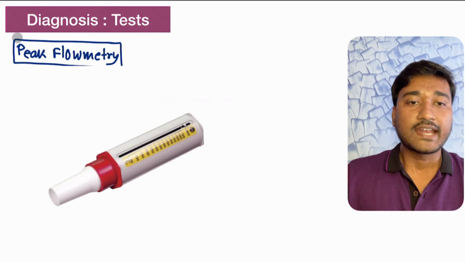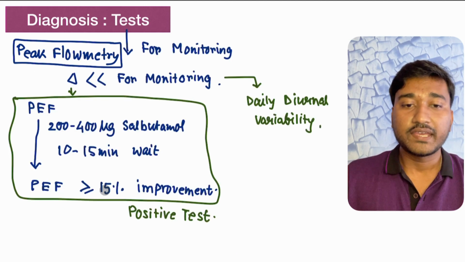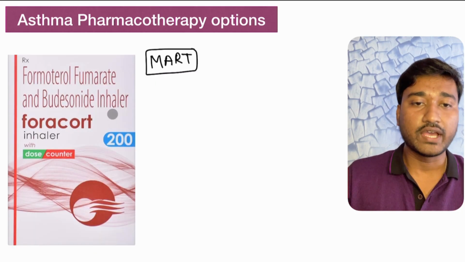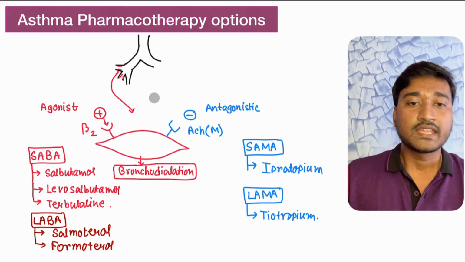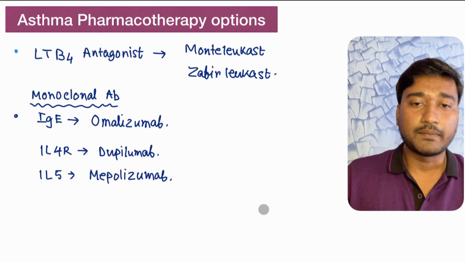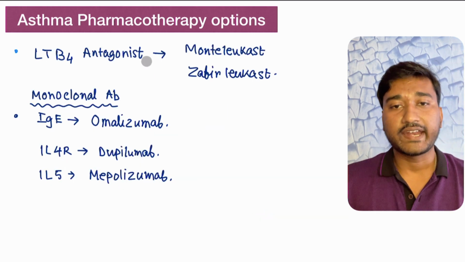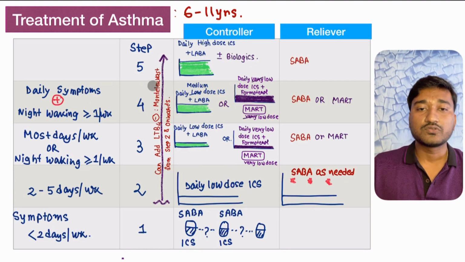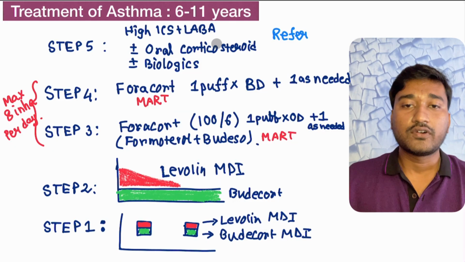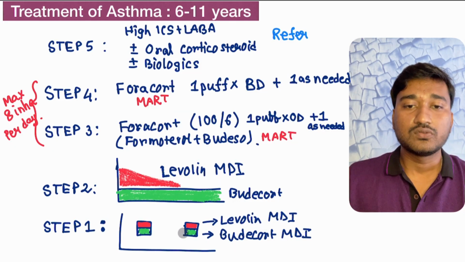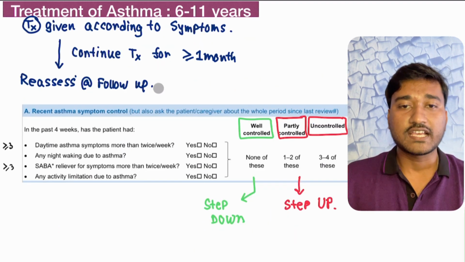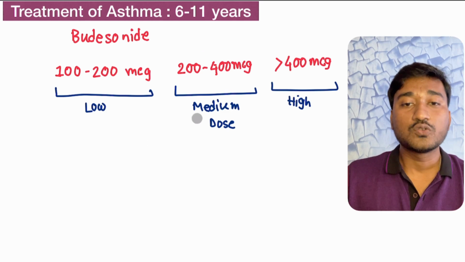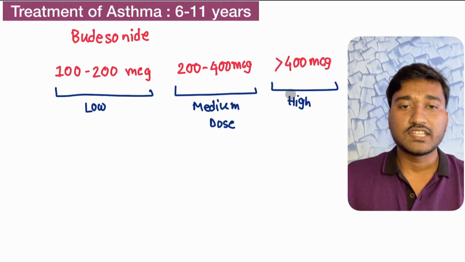This is diagnostic. And also you can use peak flowmetry, but remember in PEF the value is more than or equal to 15% improvement. And here are the therapy options we have, this is your Foracort, this is Levolin, and you know what SABA, LABA, SAMA and LAMA are, we have discussed. And apart from this we have leukotriene antagonists like montelukast and other biologics like that. And this is the treatment option, step 1, 2, 3, 4, 5 for 6 to 11 years, and you know the treatment options as well as the doses here. And here you have to follow up for 6 to 11 years, and this is the dose for your low dose, medium dose and high dose inhalational corticosteroid.